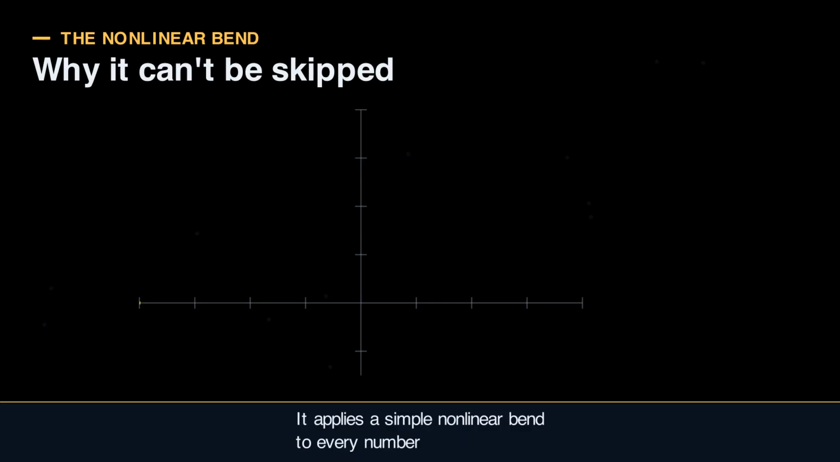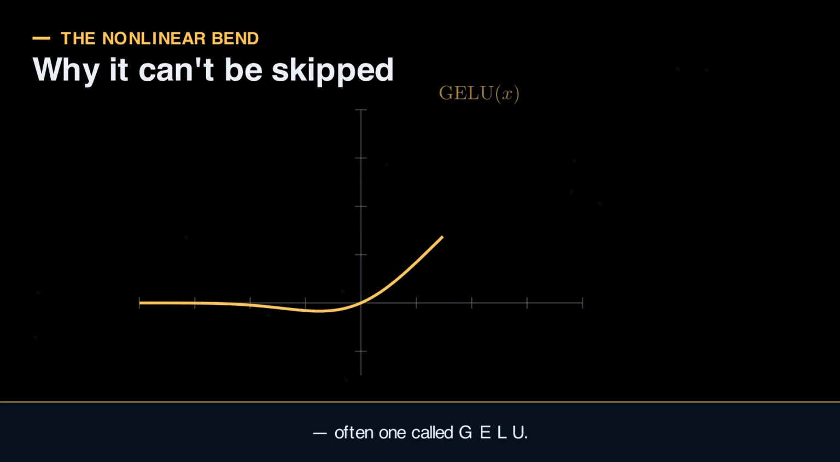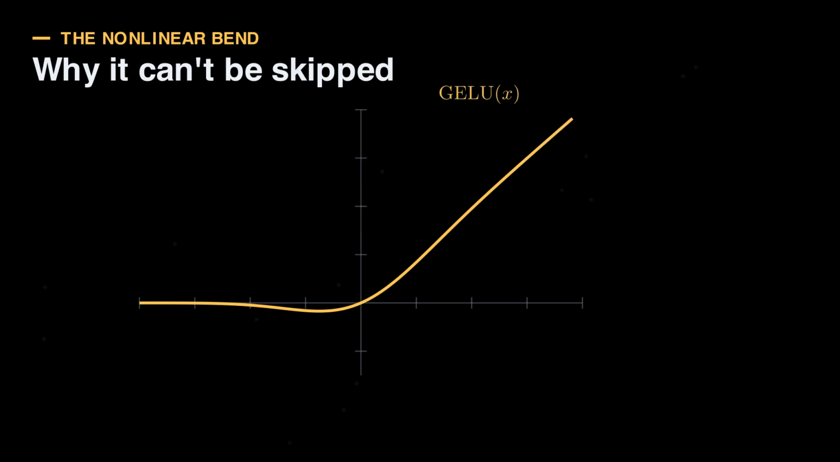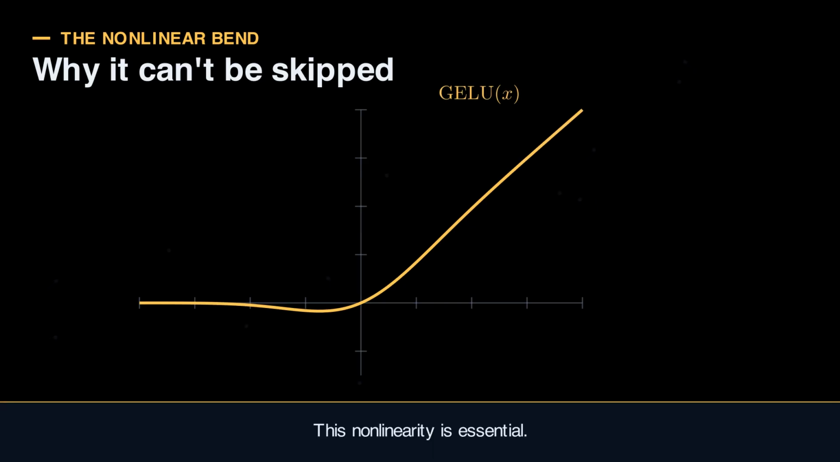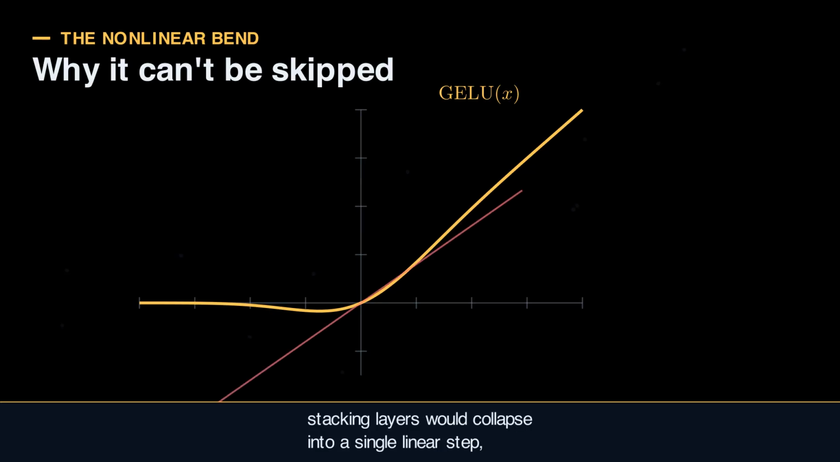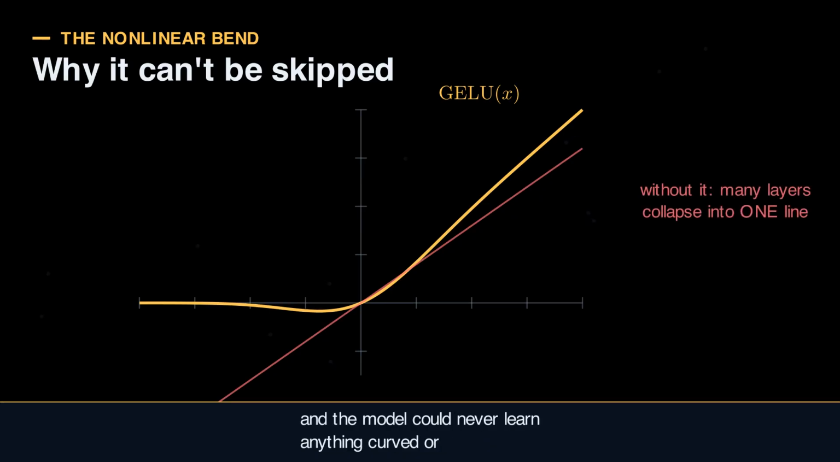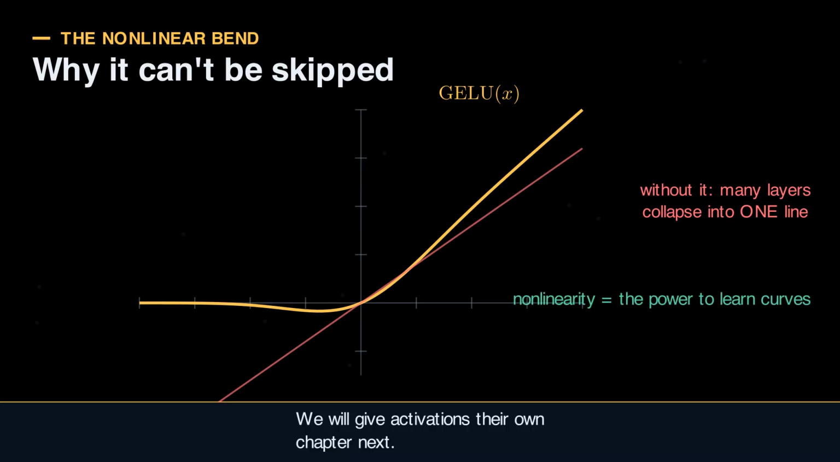In the middle sits the activation function. It applies a simple nonlinear bend to every number, often one called GELU. This nonlinearity is essential. Without it, stacking layers would collapse into a single linear step, and the model could never learn anything curved or complex. We will give activations their own chapter next.